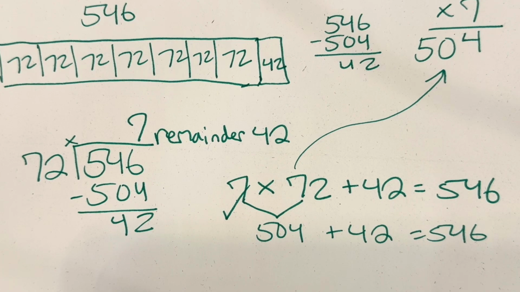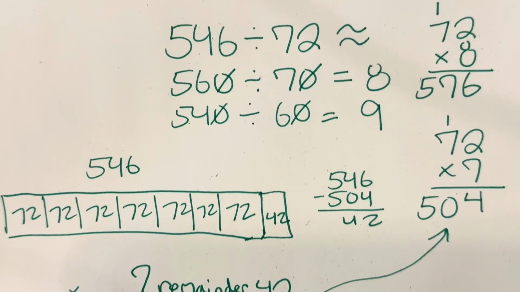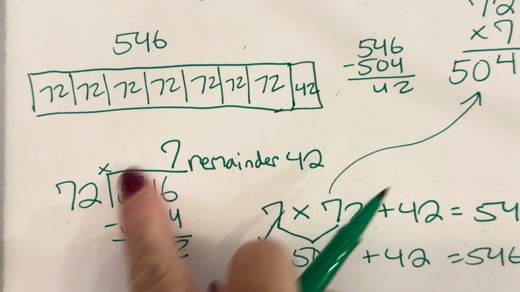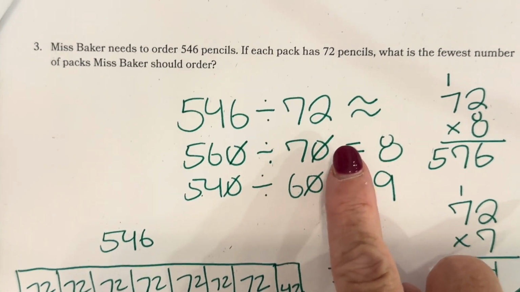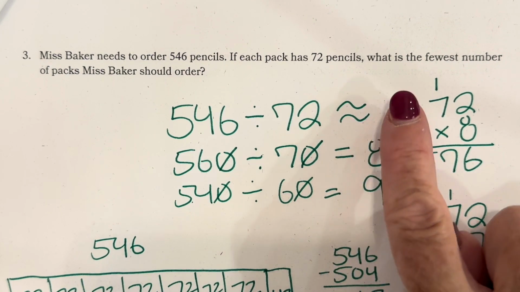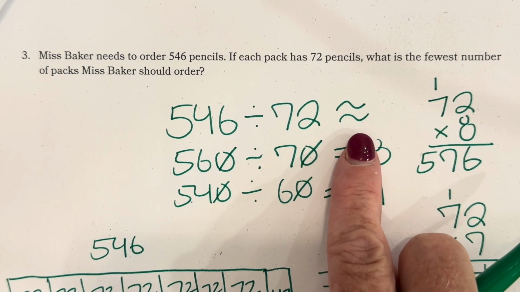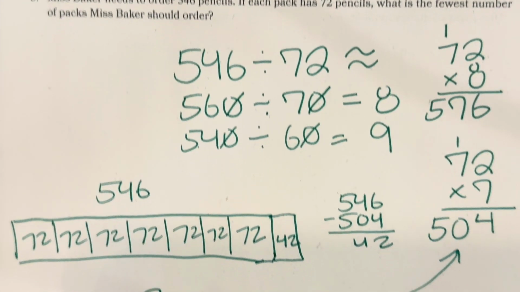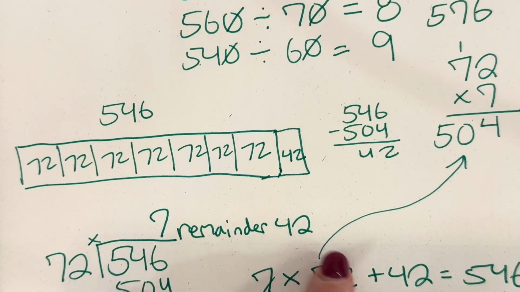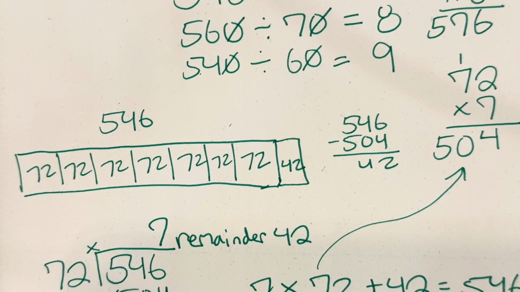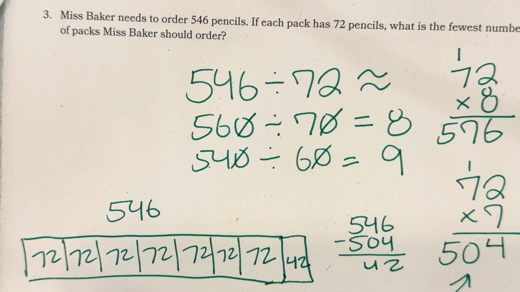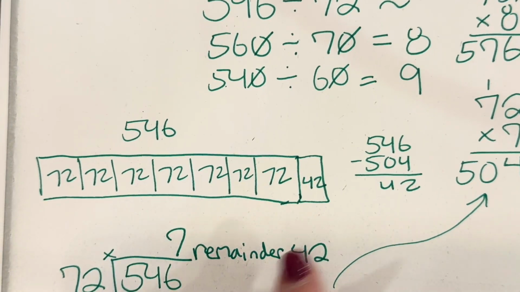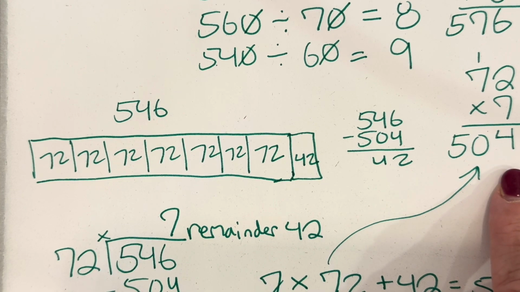But let's go back to our actual word problem now. So what is our actual answer for this word problem? Because I know the division answer, but that's not what the word problem asked me. The word problem said, what is the fewest number of packs Miss Baker should order if she wants to get 546 pencils? Well, even though my answer is 7 remainder 42, that doesn't tell me how many packs of pencils she should order. So if she orders 7 packs of pencils, look what she's going to end up with. She's going to end up with 504.